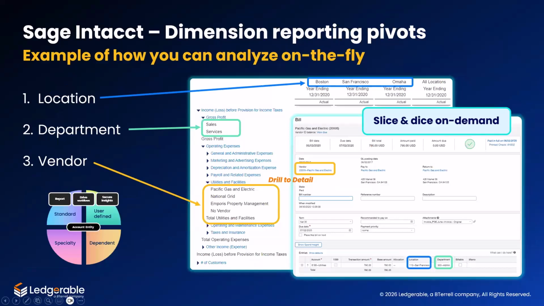Now, here's a real example. This report shows gross profit by location, expanded by department, then drilled into utility spending by vendor. From there, you can drill straight into the source transactions to see exactly how the dimensional tags flowed through. That traceability is automatic, no hunting around. And we'll show you this in the demo later.